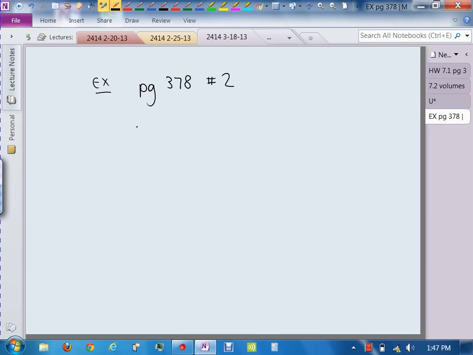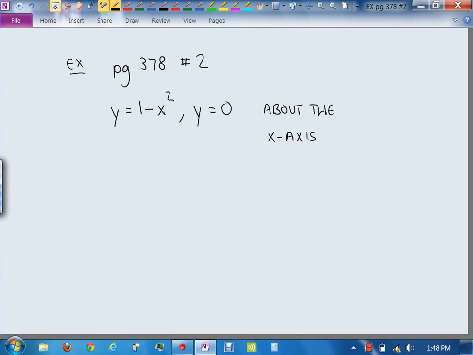So it gives me y equals 1 minus x squared, y equals 0. And it tells me about the x-axis. So the instructions say, find the volume of the solid obtained by rotating the region bounded by the given curves about the specified line. Sketch the region, the solid, in typical disc or washer.